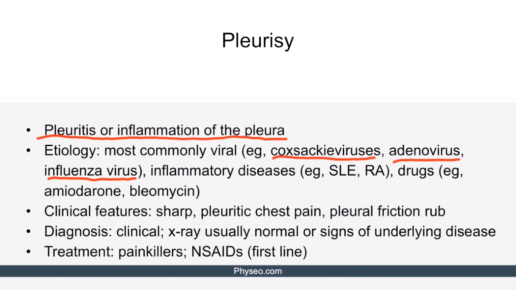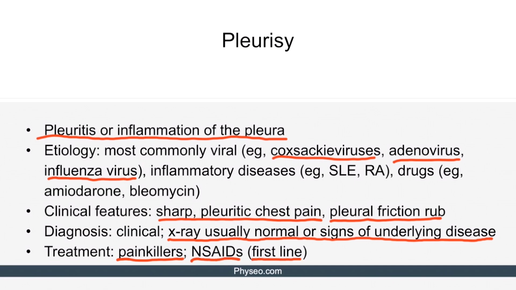It presents with a sharp pleuritic chest pain, and a pleural friction rub can be heard on lung auscultation. The diagnosis is clinical, and X-rays are usually normal or may show signs of the underlying disease. The treatment consists mostly of painkillers and NSAIDs, which are considered the first line.